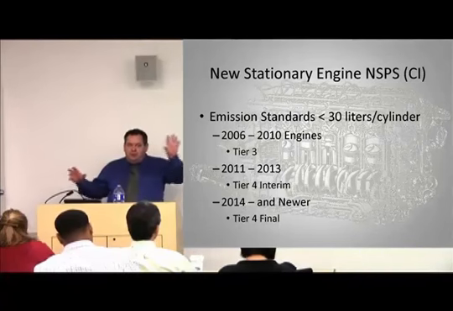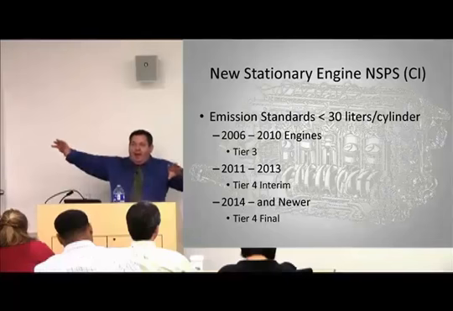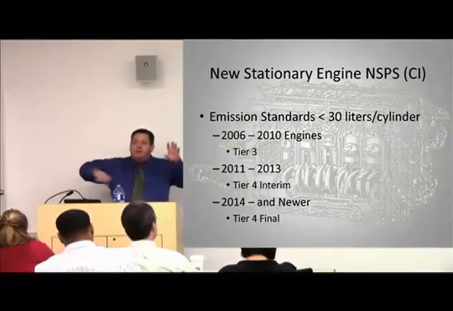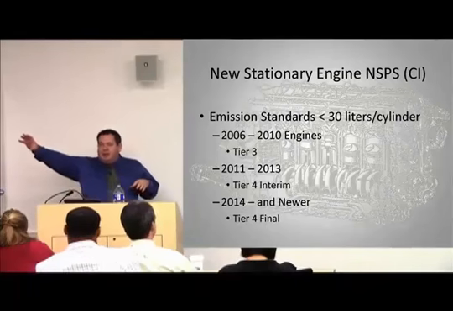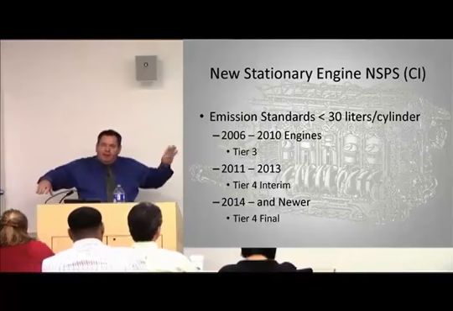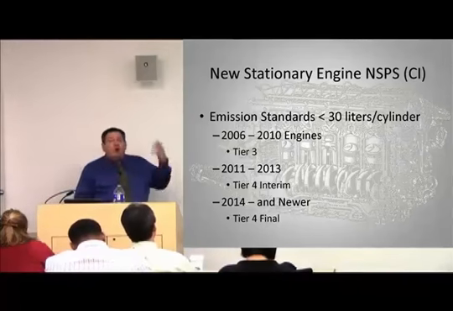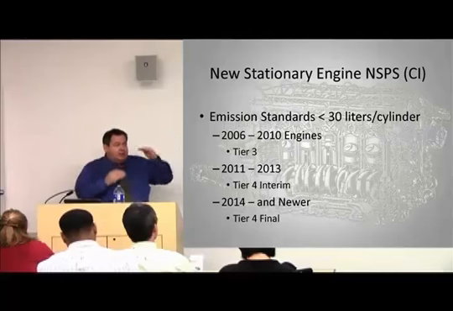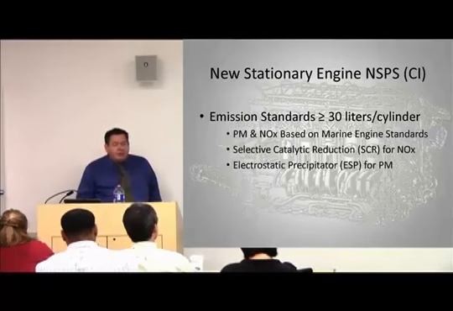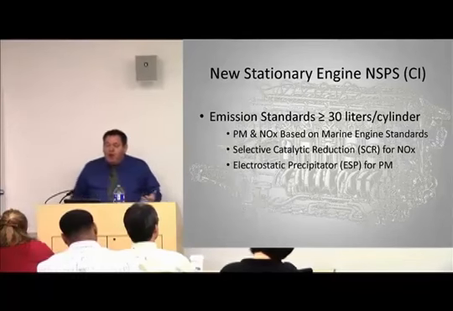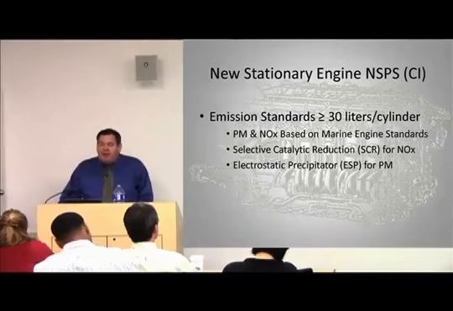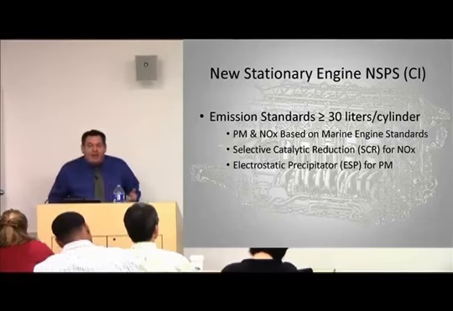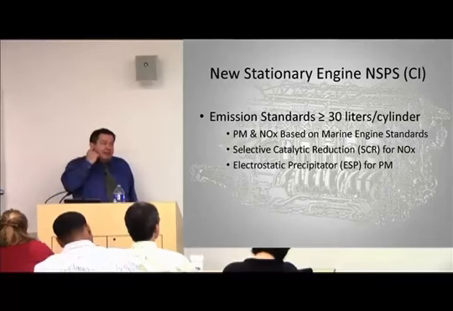So some engines will use a DPF, diesel particulate filter, and a selective catalytic reduction system. Some engines will just use a selective catalytic reduction system and control PM by leaning out the mixture inside the combustion chamber. So that's what this regulation requires, that stationary engines adhere to the same tier specifications applied to non-road engines. For engines equal to or greater than 30 liters per cylinder, these are really, really big engines, they're going to fall under the Marine engine standards.